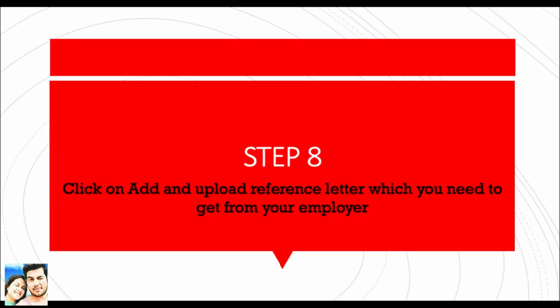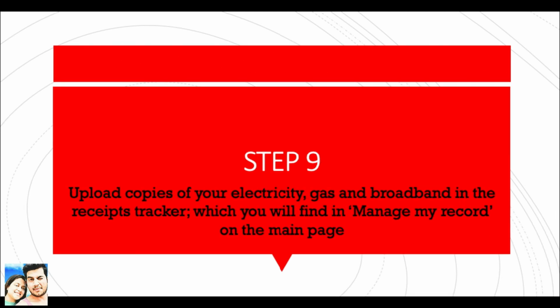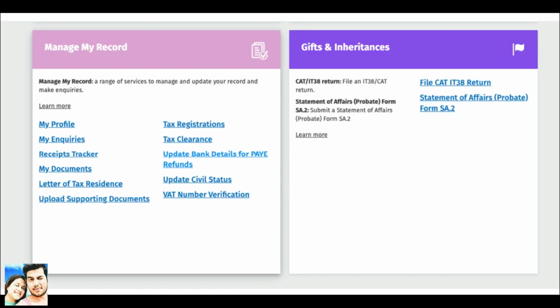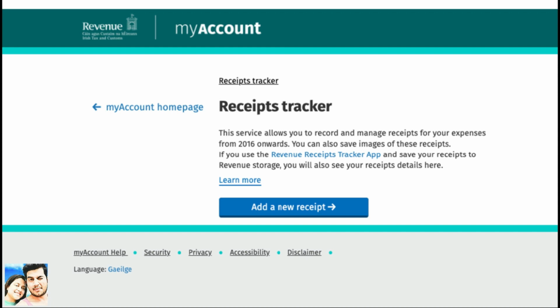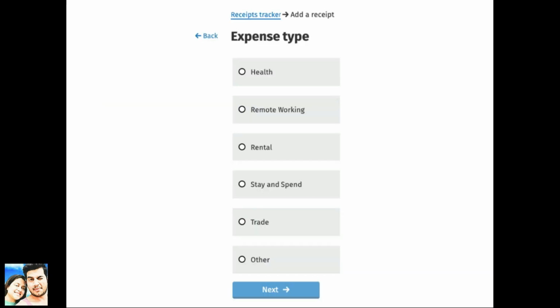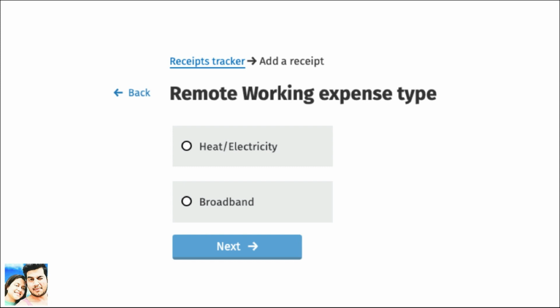Now, the next step is to click on Add and upload the reference letter which you need to get from your employer. This simply works as evidence that you have worked remotely for these many days. The next and final step is to upload the copies of the bills in the receipt tracker, and for that you need to go back to the main page wherein you need to go to Manage My Record and find Receipts Tracker, add a new receipt and follow the rest of the steps. Select Remote Working in the expense type, select the type of bill you want to upload, and finally upload your bills, and that's it.